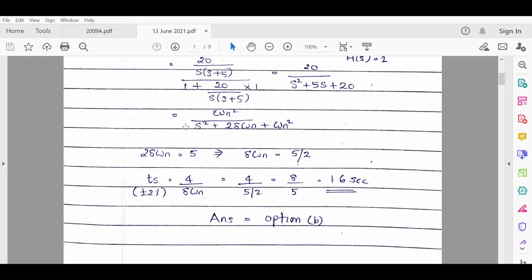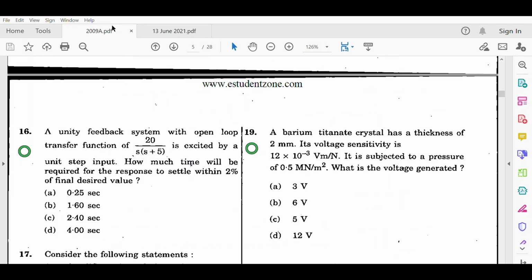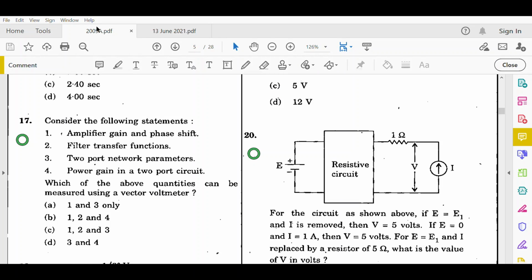Here we'll have a look at the question. Yes, we have over here 1.6 seconds, and that is option B, which is the correct answer. We will now move on to the 17th question.